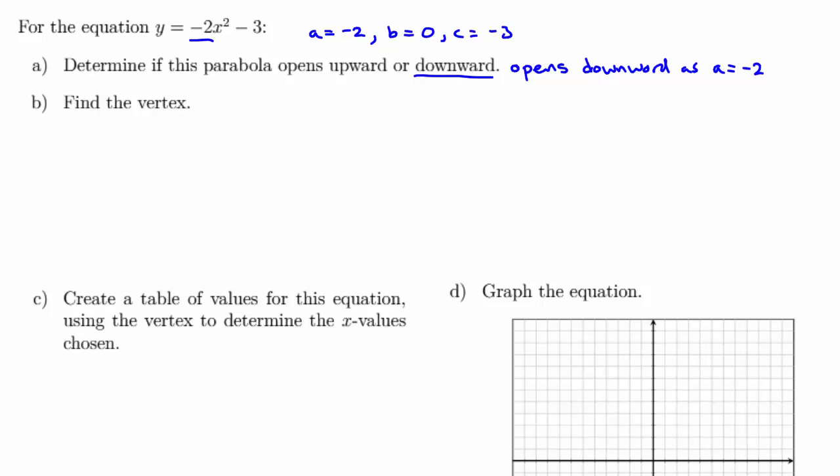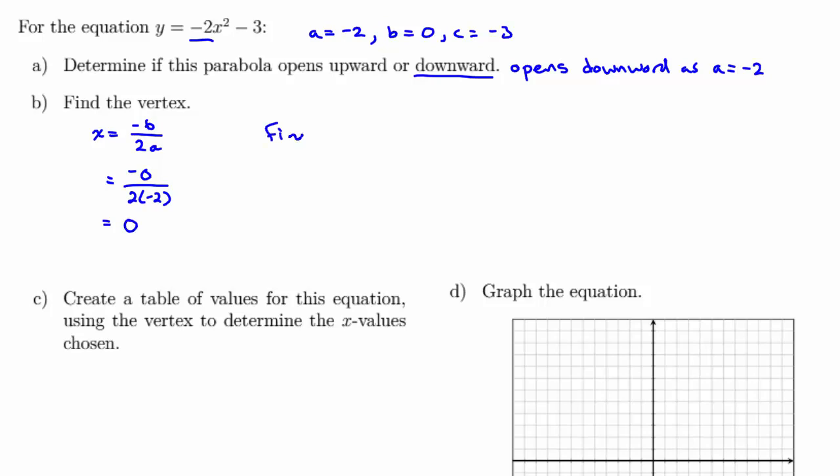So the vertex is, the x value is given by negative b over 2a. And once we find this, we can plug it in and find the value for y. So negative b over 2a here will be the opposite of 0, which will simply be 0, over 2 times negative 2. So we're going to have 0 over negative 4, which is just 0.